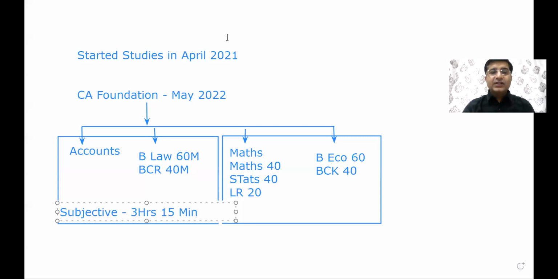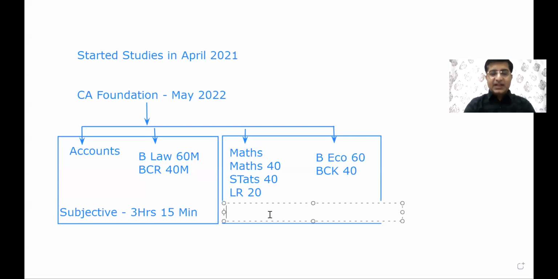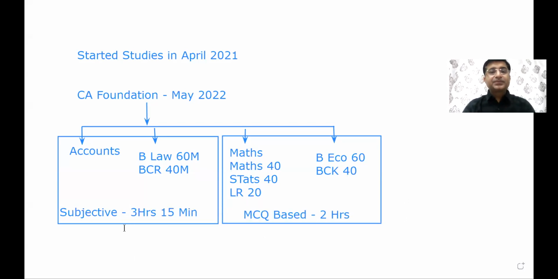Whereas for the subjects of maths, BCK, maths and economics, which are MCQ based papers, these two papers, you'll be getting 2 hours in the examination for the 100 marks paper. This is how that is totally divided, right?